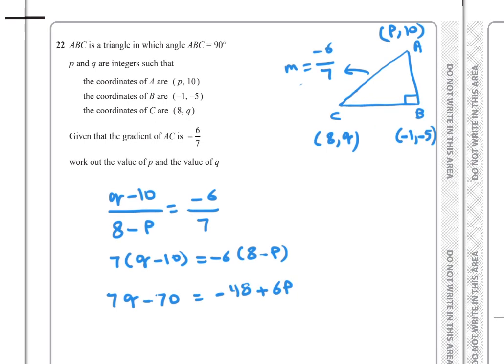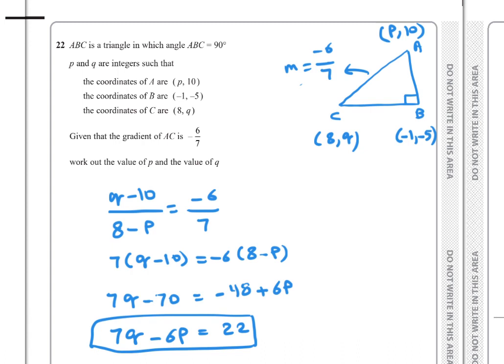Now put B and Q on one side and the numbers on the other side. So 7Q, and transpose 6B to the other side by negative, so minus 6B equals 70 to the other side. 70 minus 48 equals 22. So this is the first equation in Q and B. We need one more equation to solve them simultaneously to find B and Q.